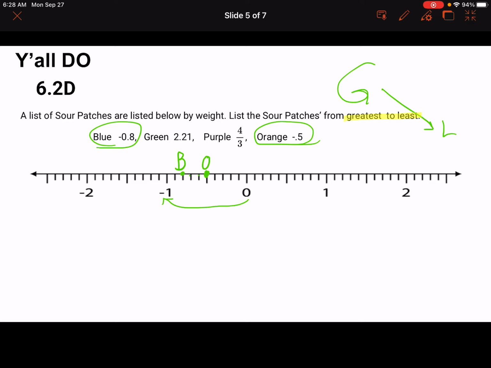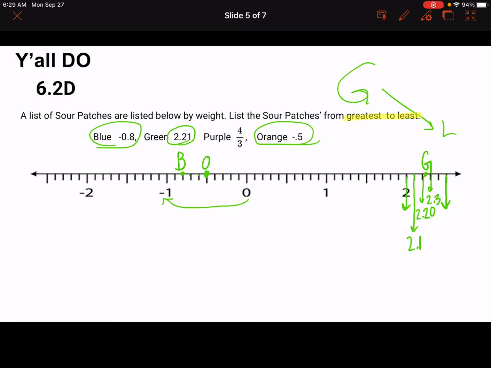Now I gotta find out where 2 and 21/100 lies. I've got 2 whole, got 2.5, so 2 and 1/10, 2 and 2/10, and 2 and 3/10. Remember, I can put a placeholder, so I know this is 2 and 20/100. Oh, and so 2 and 21/100 will be a little over. That is green.